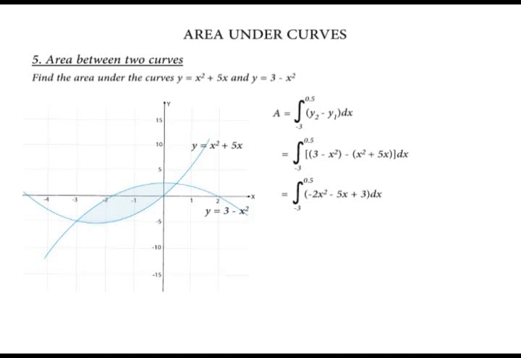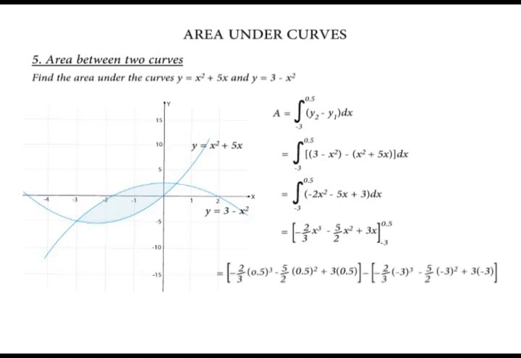If we do that, we shall get minus 2 over 3 x to the power 3 minus 5 over 2 x squared plus 3x, put in square brackets and then put the limits. So we subtract the upper limit substitution minus the lower limit substitution. If we do that, we shall get 0.7917 minus 13.5, and that gives us 14.2917 square units.